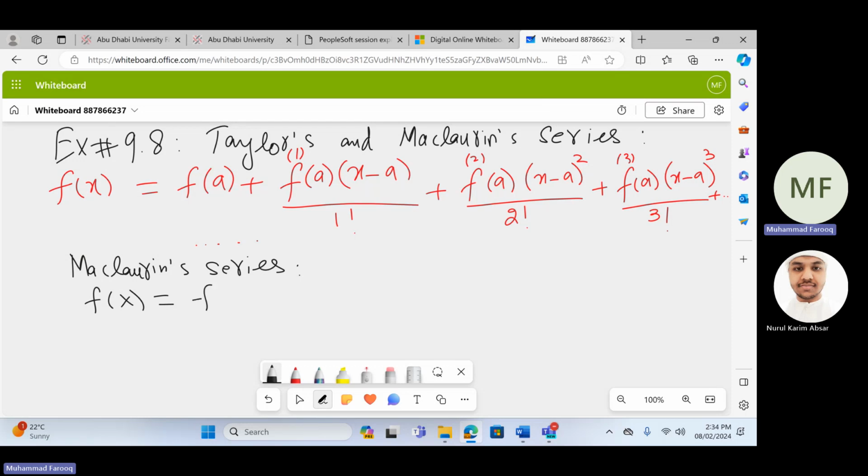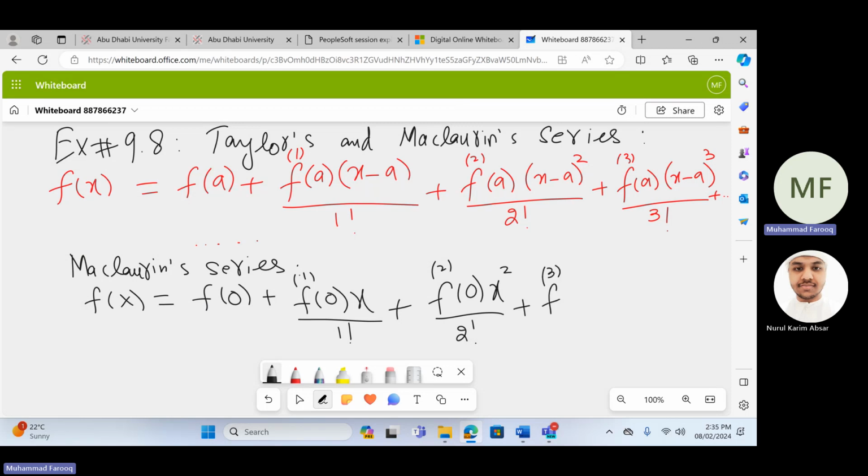0. Look at it. f of 0 plus the first derivative at 0 times x minus 0. How much is x minus 0? It's x, divided by 1 factorial. Plus the second derivative at 0 times x minus 0, which is x squared, divided by 2 factorial, plus the third derivative at 0 times x to the power 3 divided by 3 factorial, and of course it continues infinitely.